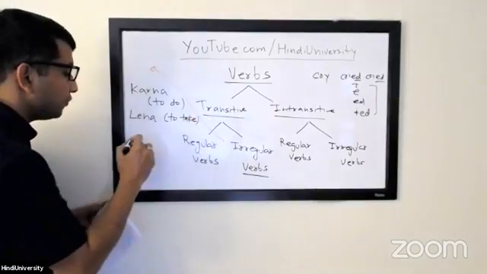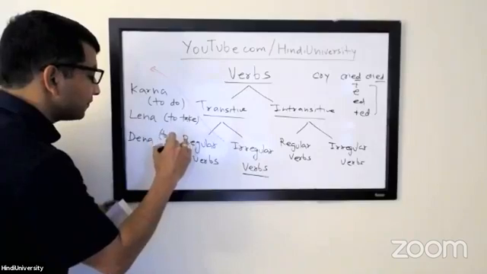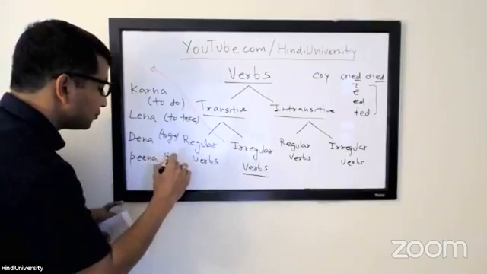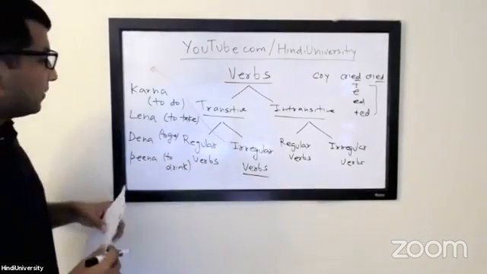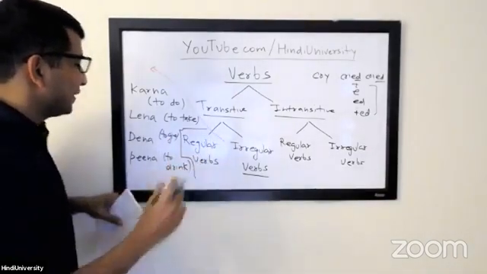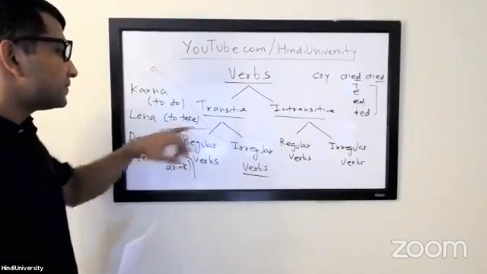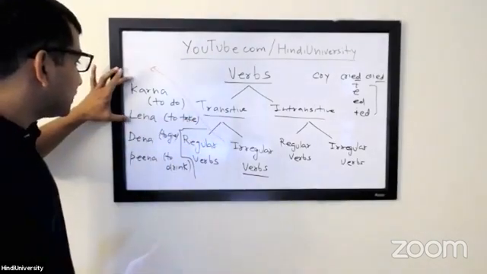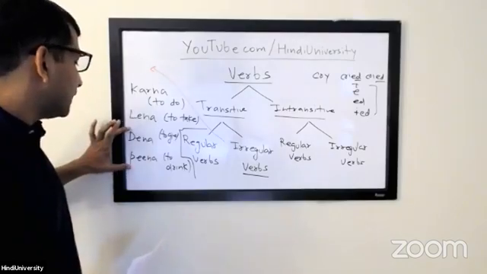And there are two more, which is Dena, the opposite, which is to give, and Peena. Peena is to drink or to consume. I know this is a bit messy here, but bear with me. These are the four most commonly used irregular verbs within the transitive case. In the past class we covered these two, Karna and Lena. In this class we will do Peena and Dena.